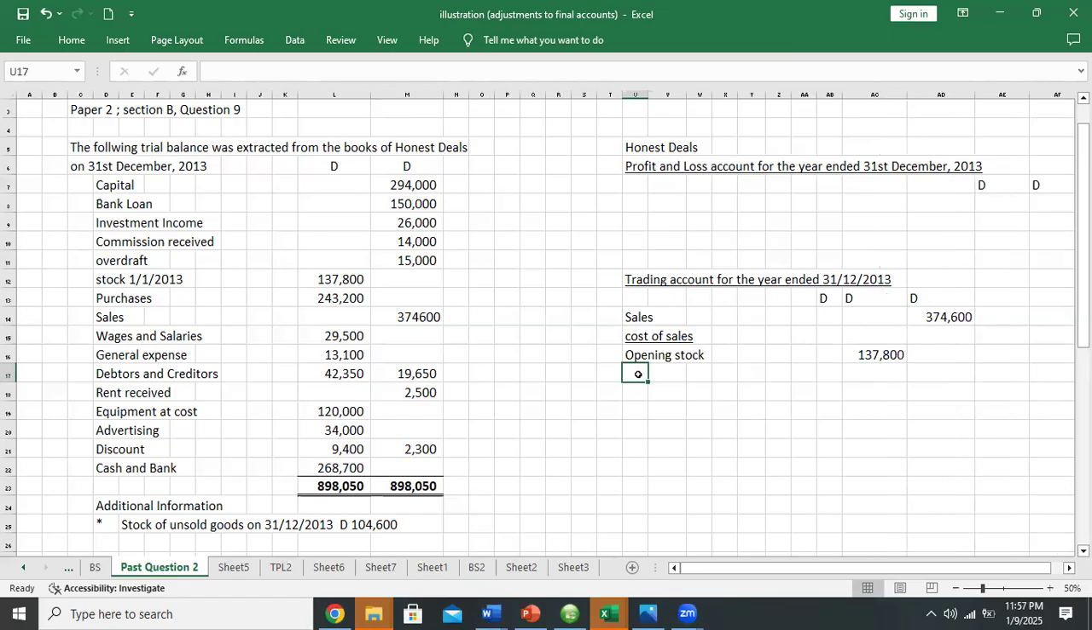Then we add purchases. The purchases too, we check if there's return outwards and carriage inwards. This question has no return outwards and carriage inwards. So straight away, we add our purchases, which is 243,200. Please, if you have a question along the line, prompt me. That'll give us our cost of goods available for sale.